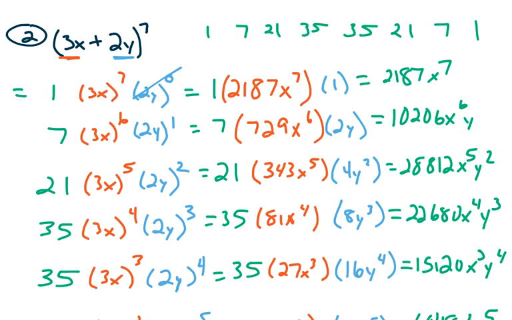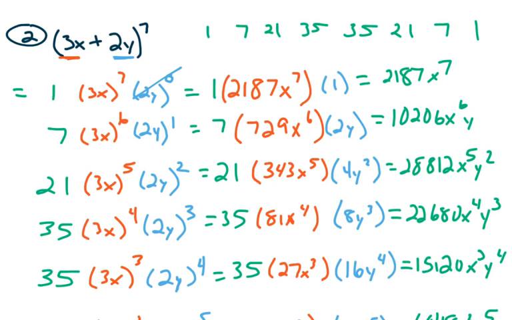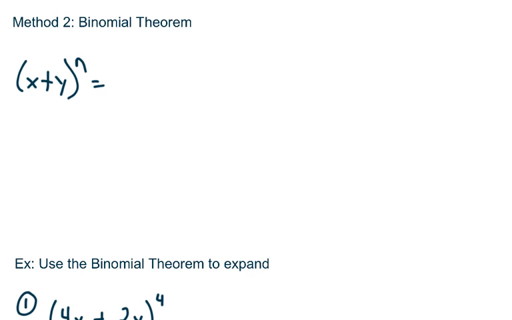I prefer using Pascal's triangle rather than method 2. Method 2 is the binomial theorem. Both methods have some merit to it. I think if you're just expanding something, it makes more sense to do Pascal's triangle, but if you like the binomial theorem better, feel free to use that. The binomial theorem is a little more confusing.